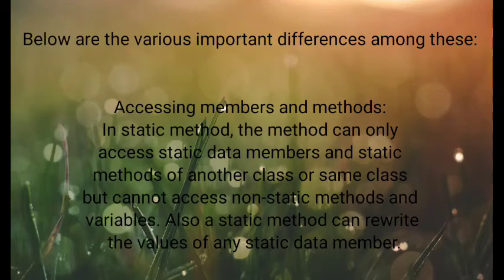Below are the various important differences among these. First, accessing members and methods. A static method can only access static data members and static methods of another class or the same class, but cannot access non-static methods and variables. Also, a static method can rewrite the values of any static data member.